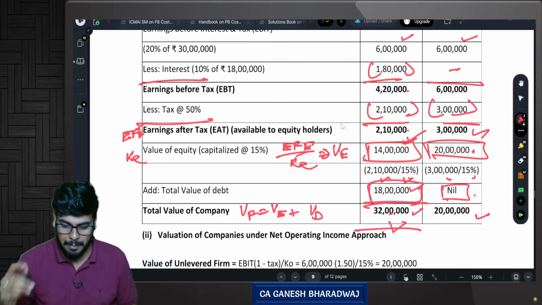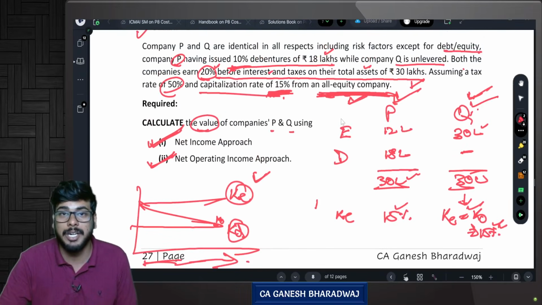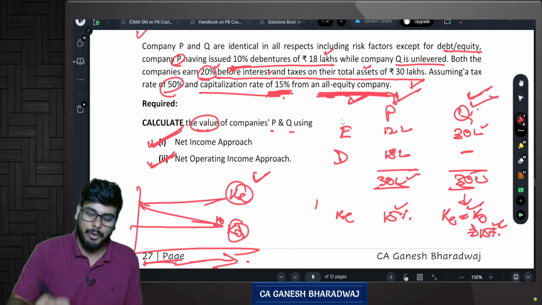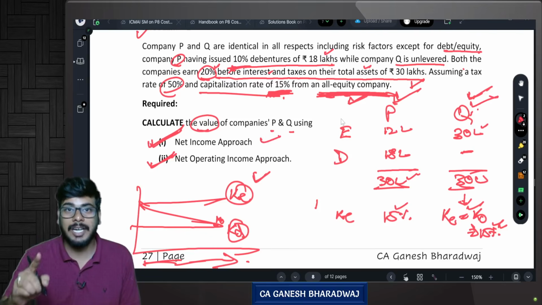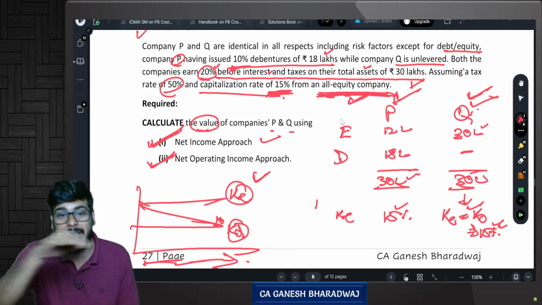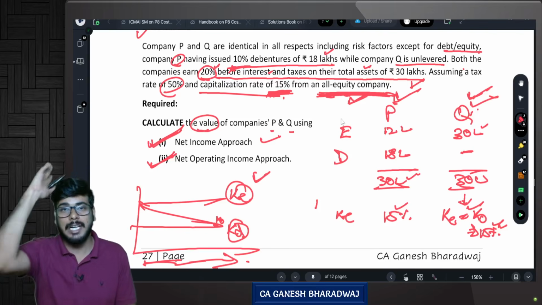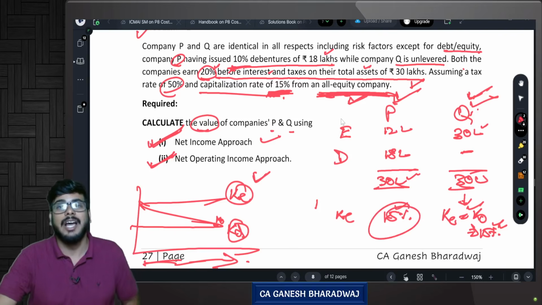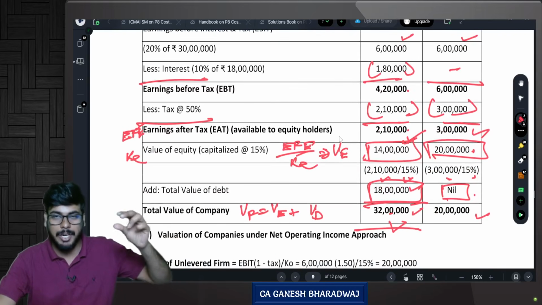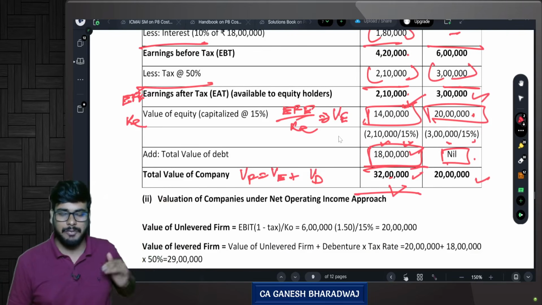The key to this problem is what? The key to this problem is they have given the KE for Q Limited. Because we are following net income approach, you should know that the same is the KE for P Limited also. Why? Because KE will not change with a change in the capital structure. Who says this? Net income approach says this. So you should take that here, and then what you need to do is, earnings for equity divided by KE gives you value of equity. Value of debt we already have. Value of equity plus value of debt gives you the value of firm.